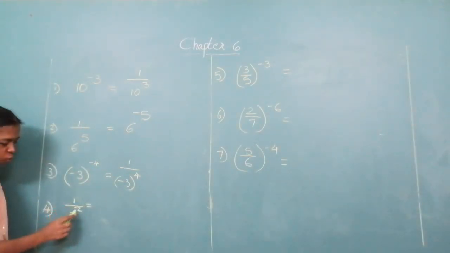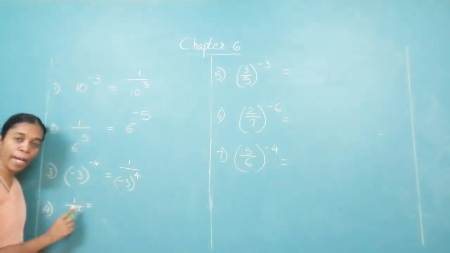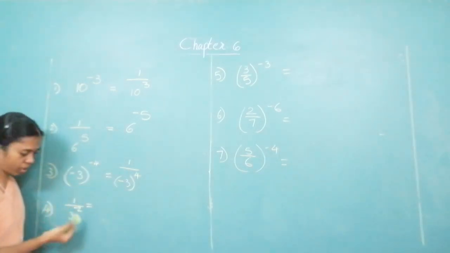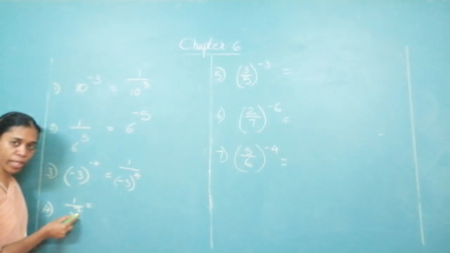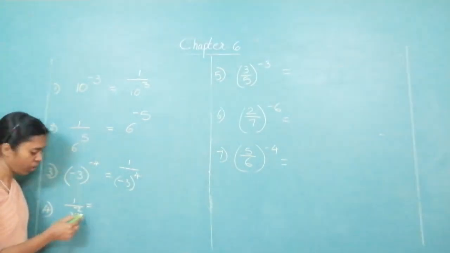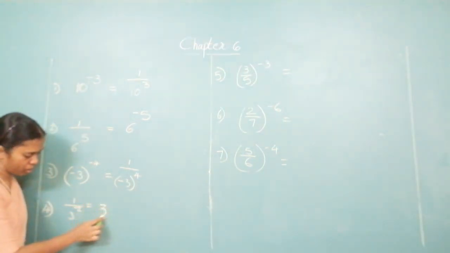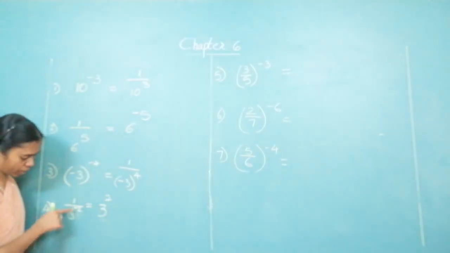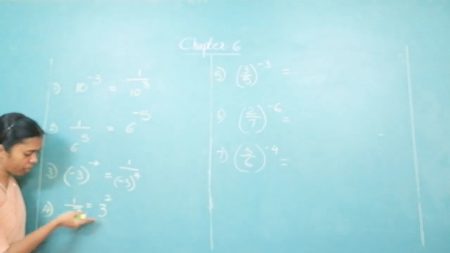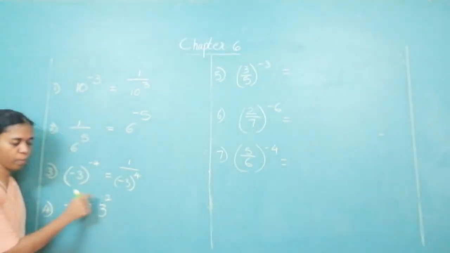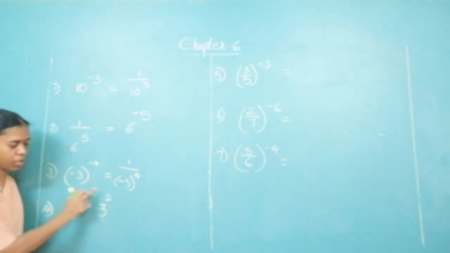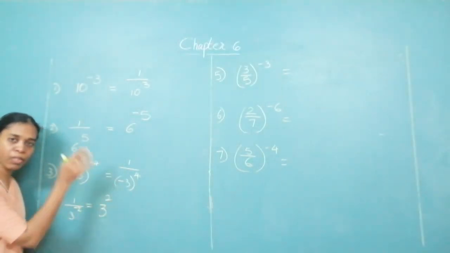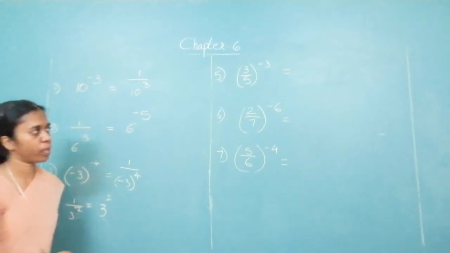Now you look here, I have 1 upon 3 raised to minus 2. How do I write it as a positive index? Now you can see the index is minus 2, negative. How do I write it as positive? Bring it to the numerator. 3 raised to 2, that is 3 square. The minus 2 from the denominator, when it comes to the numerator, becomes plus. If it was plus, this will become minus. Minus becomes plus, plus becomes minus when you bring numerator to denominator.